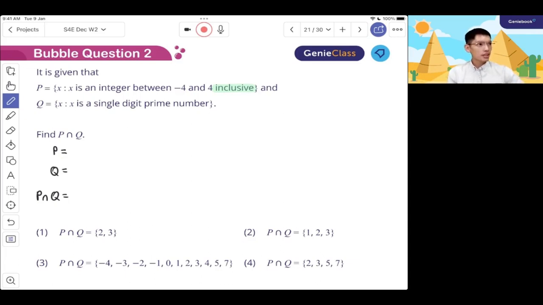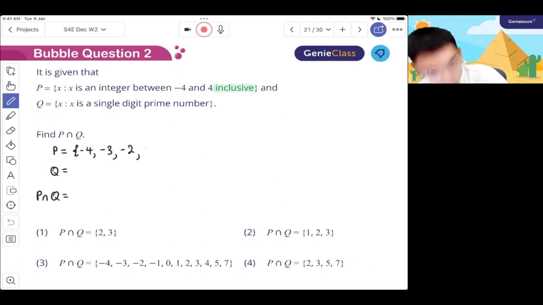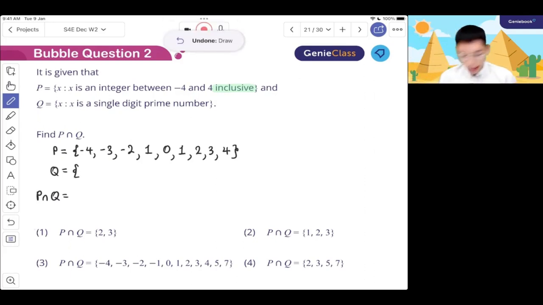Okay, time's up. I actually have a mixture between 2 responses, so let's see. I hope you all realize that x is an integer between -4 and 4. So -4, -3, -2, -1, 0 is an integer as well, but doesn't matter, 1, 2, 3, and 4. Now, Q is a little bit tricky because I'm looking at a single digit prime number. So what is a prime number? In this case, my prime number has to be positive first. It's going to be 2, 3, 5, 7. Take note, these are my prime numbers.